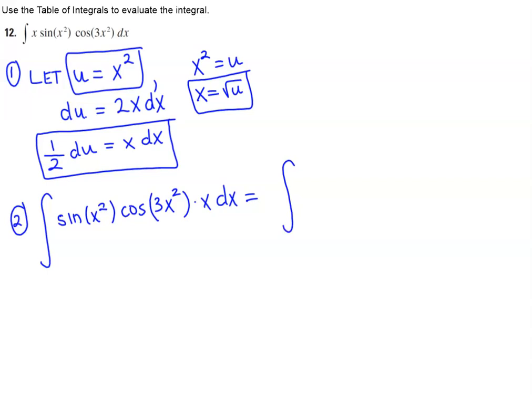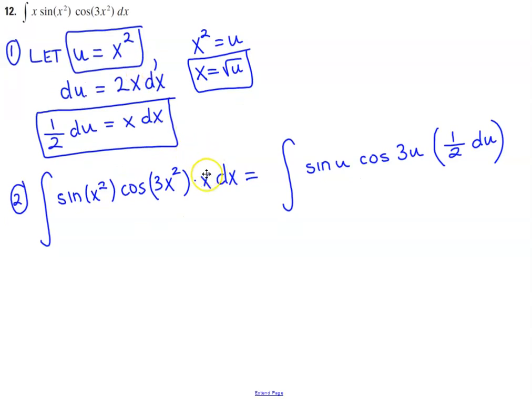So let's go ahead and put our substitution. We know that x squared is u, so we have the sine of u times the cosine of 3u times x dx, which is 1/2 du. Okay, so now let's factor out the 1/2, and then we're going to multiply that by the integral of the sine of u times the cosine of 3u du.